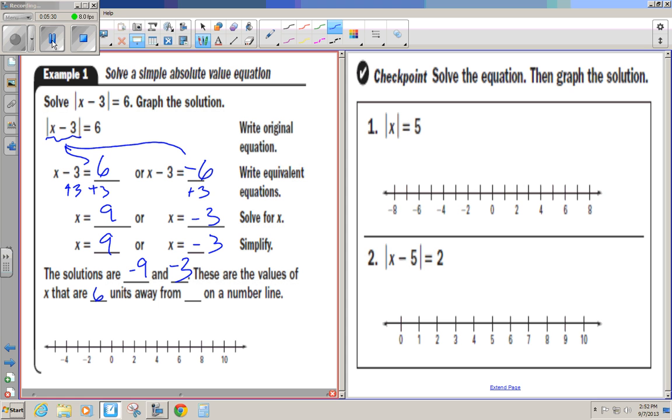This time it's 6 units away from 3. So you would plot the points 9, and negative 3. And here's 3. And you should see that this is 6 units, and that's 6 units. So this is how this is set up.